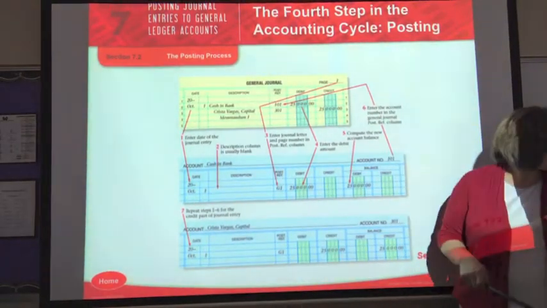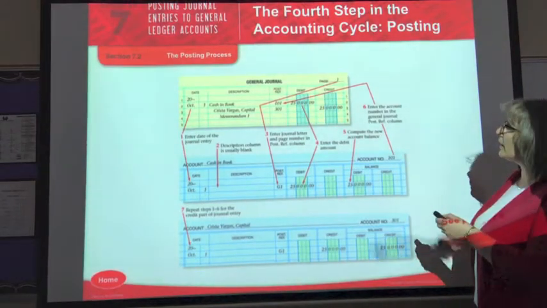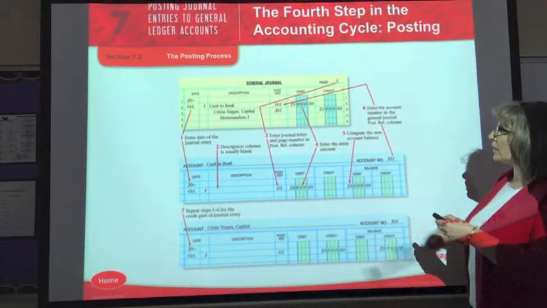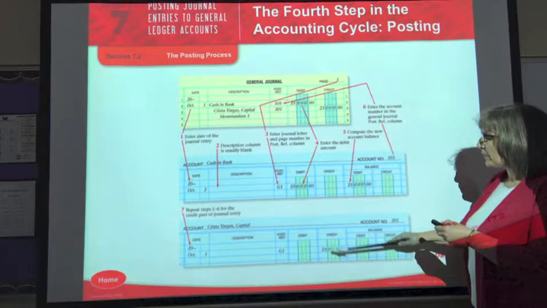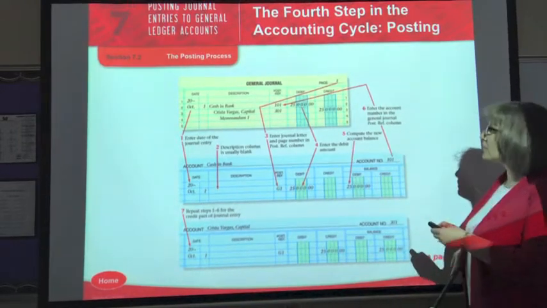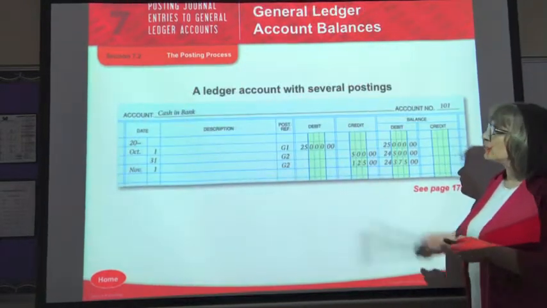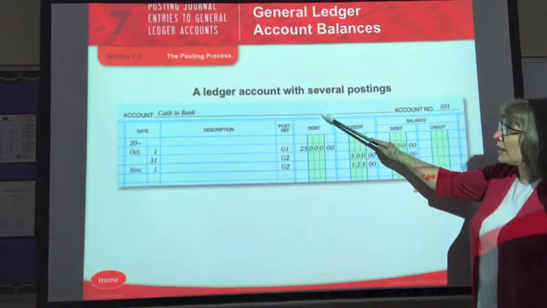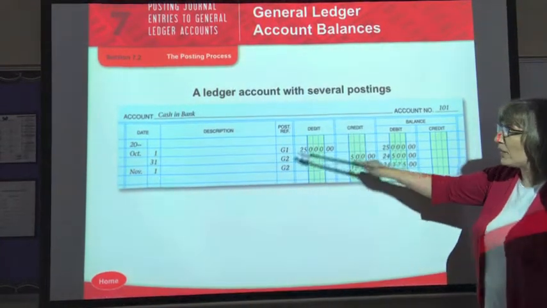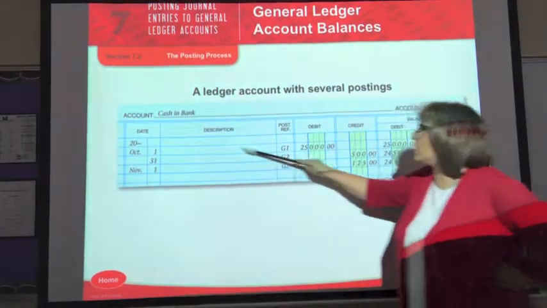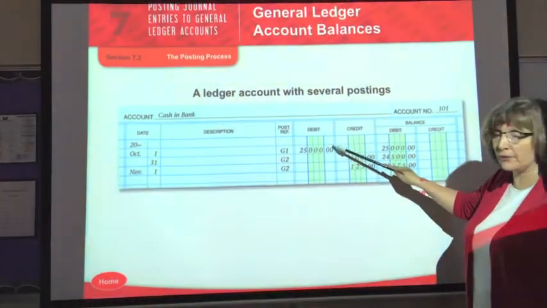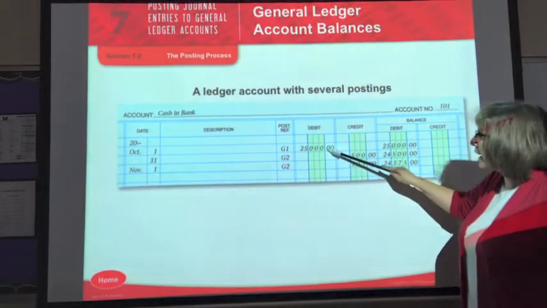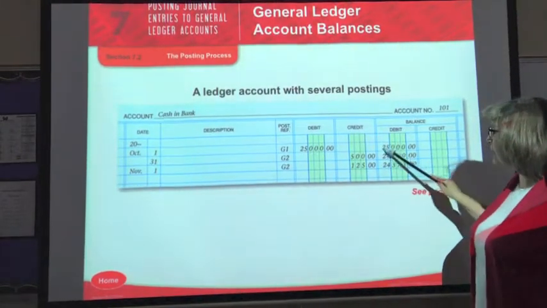In a second or so, I'm going to show you some postings that are going to change your balances over here. Oh, didn't take long. Here we are. So here's the cash and bank account. Here's that first transaction we were working with. It was posted from the journal. $25,000, because there was nothing, we had $25,000.